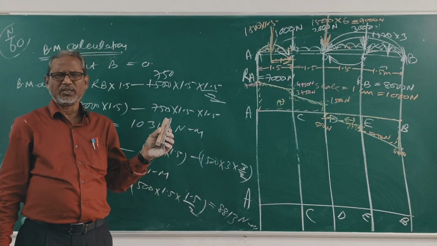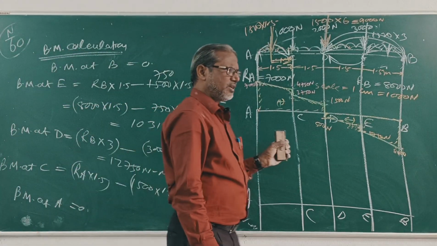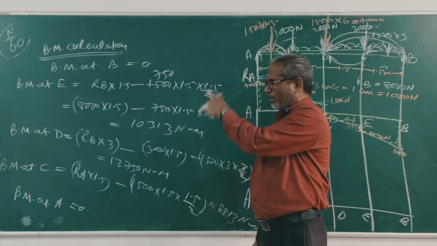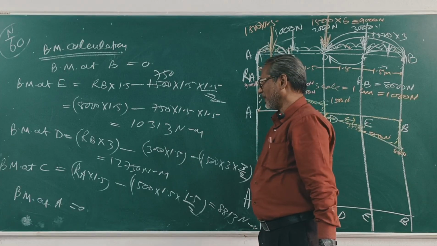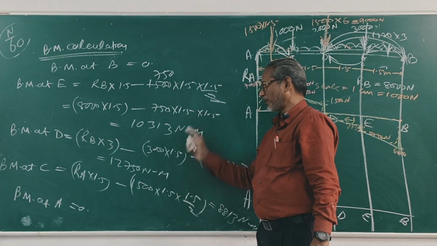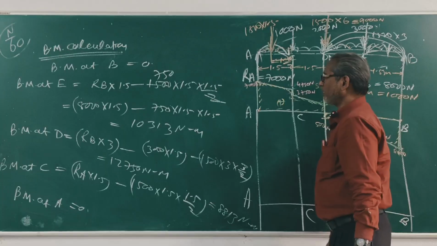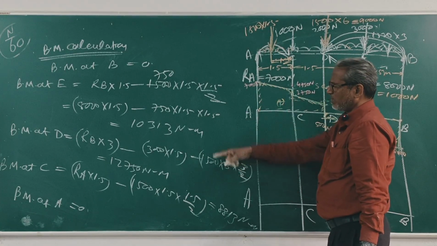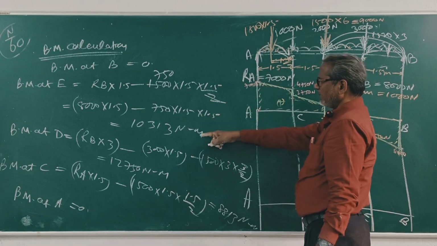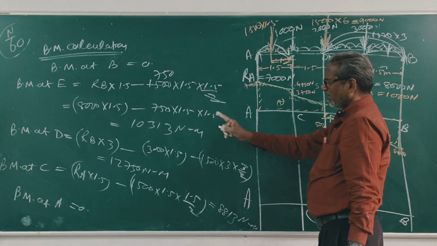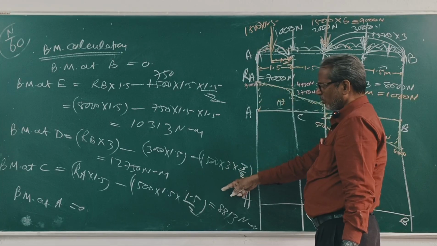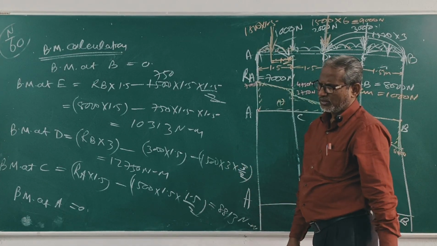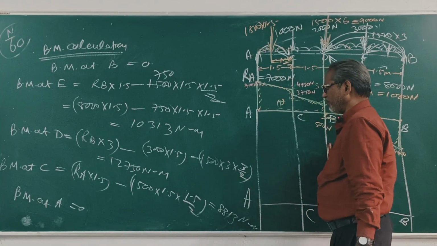This is a long question, 60 mark question. Any small minus sign, I forgot the minus sign, so I repeated this answer 3 times. Clear? So understand clearly this problem. Very important question. Now draw the BM diagram. This is the bending moment calculation: at B 0, at E 10313 Newton meter, at D 12750 Newton meter, at C 8813 Newton meter, at A 0. Clear? Now draw the BM diagram.